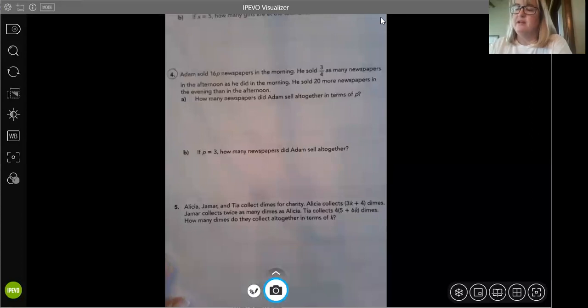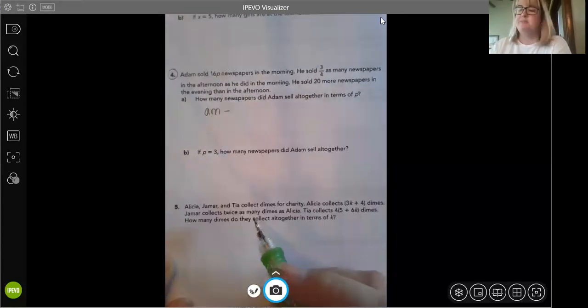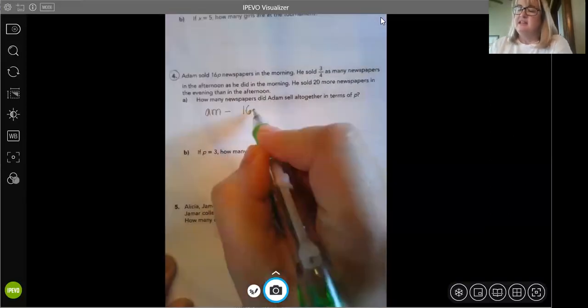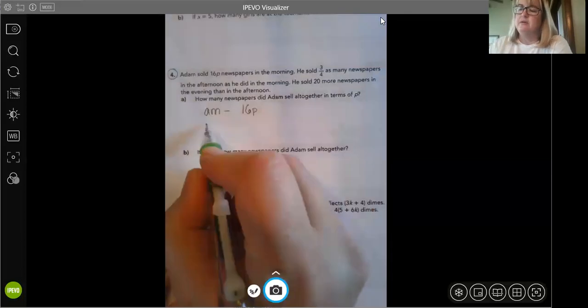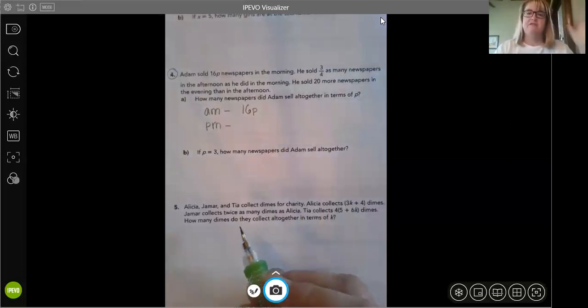In the morning, he sold 16P newspapers. So we're going to put 16P. Then in the afternoon, he sold 3/4 as many newspapers in the afternoon as he did in the morning. So if you're finding a fraction of a number, remember we've talked about this many times in class, that is a multiplication problem. So you are going to take the number he sold in the morning and multiply it by 3/4.